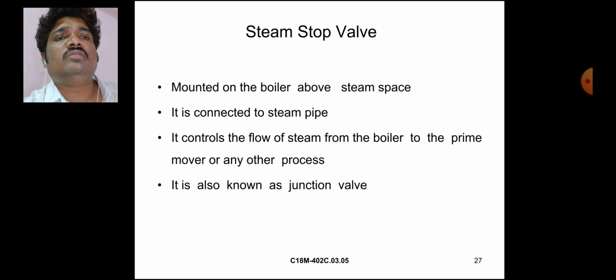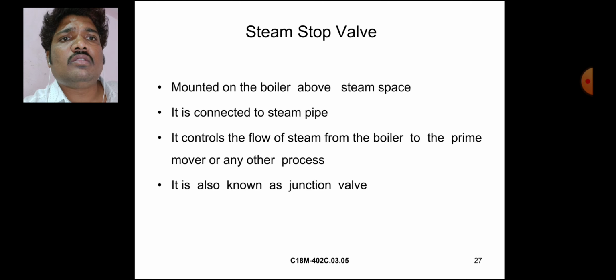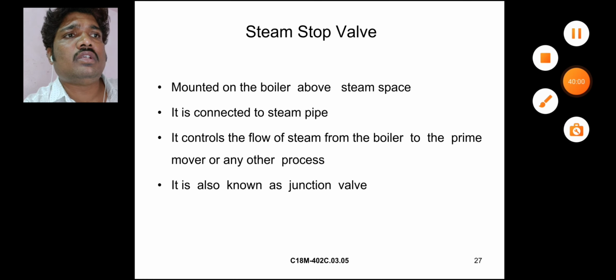Steam stop valve. It is mounted on the boiler above the steam space. It is connected to the steam pipe. It controls the flow of steam from the boiler to the prime mover or any other process. It is also known as the junction valve.